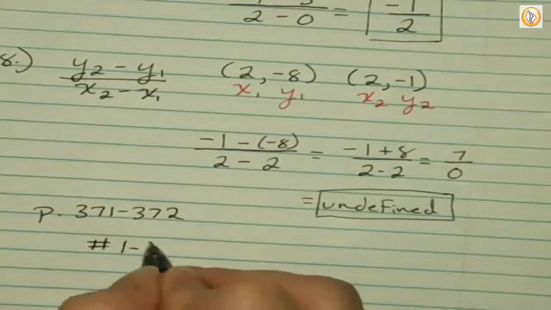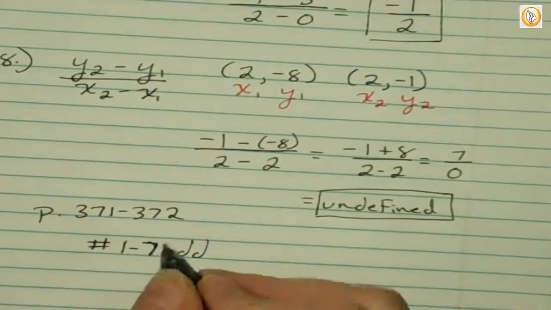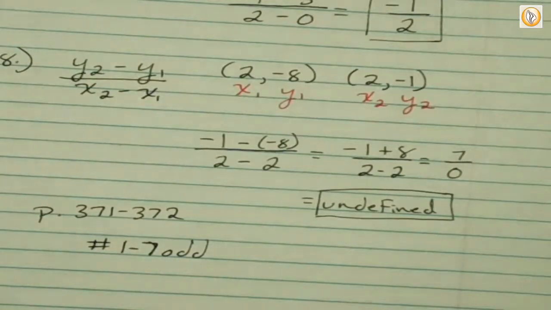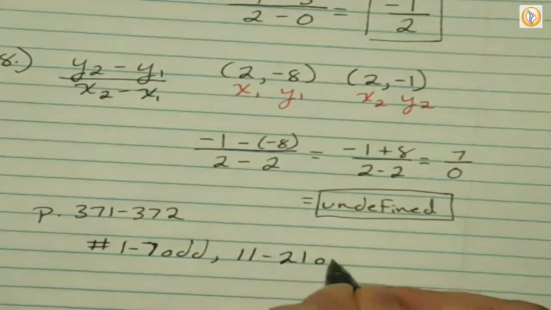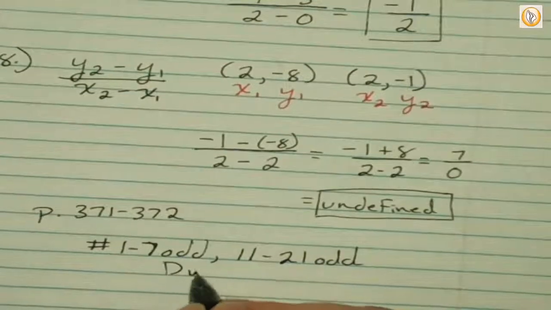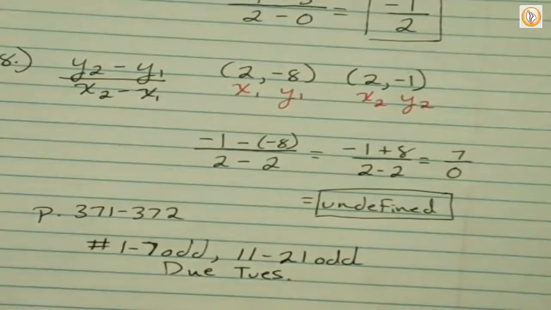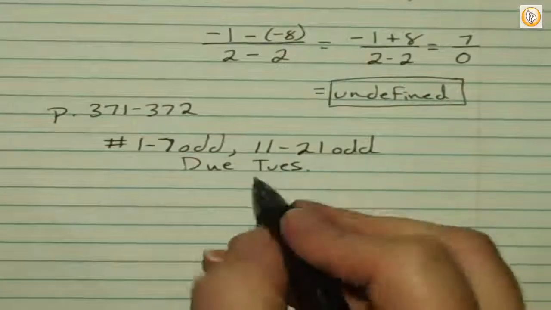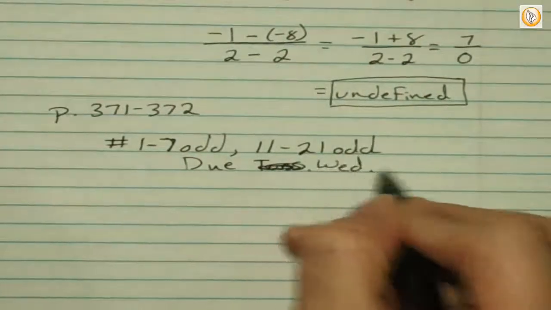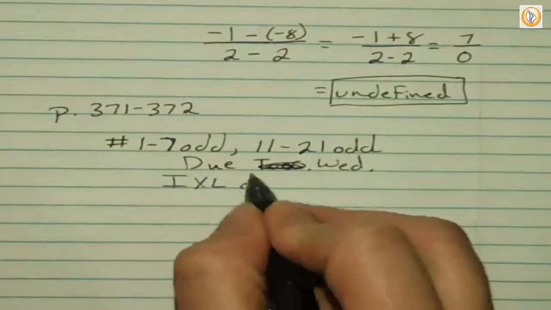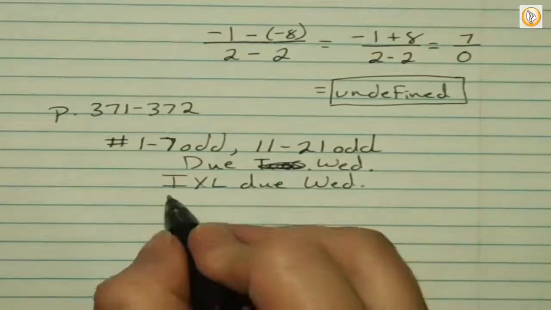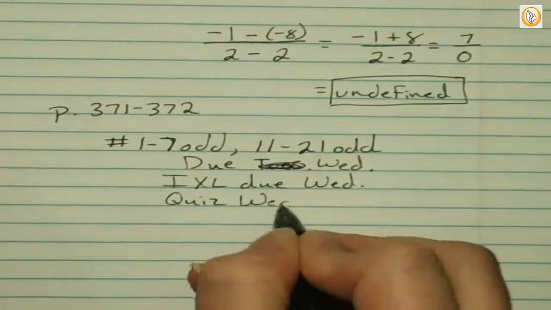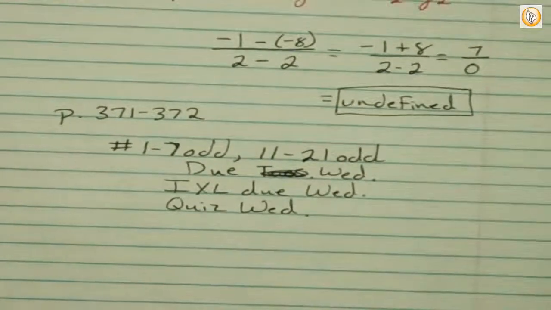You are doing pages 371 to 372. You're doing numbers 1 through 7 odd. You're not doing number 9. You're doing 11 through 21 odd. It is due Wednesday. Your IXL is due tomorrow, Wednesday. You have a quiz tomorrow. All right, get started.